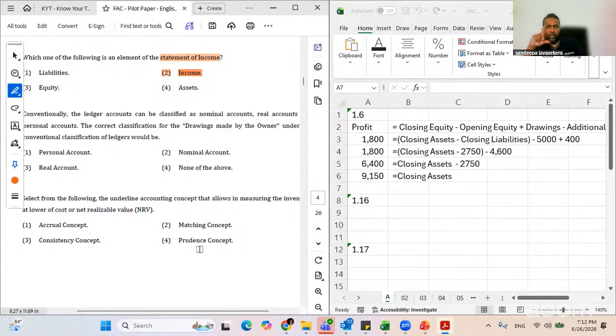Now, there's one exception for the drawings. Drawings is not an income or an expense, but we open up the drawings for a financial year. Towards the end of the financial year, we transfer it to the equity. Therefore, drawings is a nominal account. Drawings is a nominal account, right? It's not a real account. It's a nominal account. It's not an account we continue.